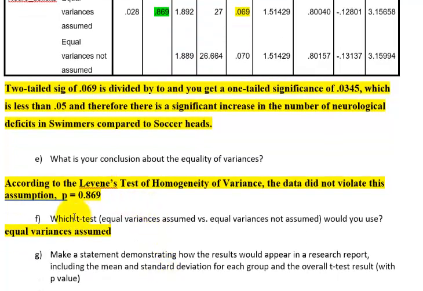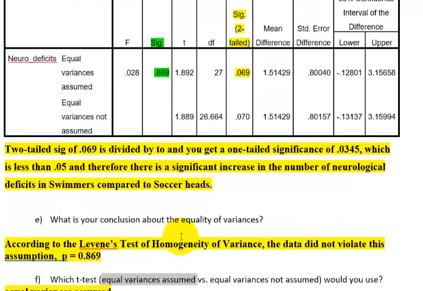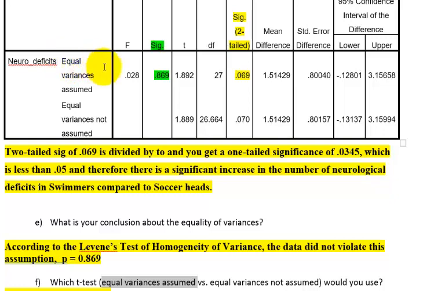All right, so it asks which t-test, equal variances or not equal, and it's the equal variances assumed. So that would be this row. Why? Because the assumption of equal variances between the groups was not violated. So in other words, the equal variances was assumed and it was actually supported too.